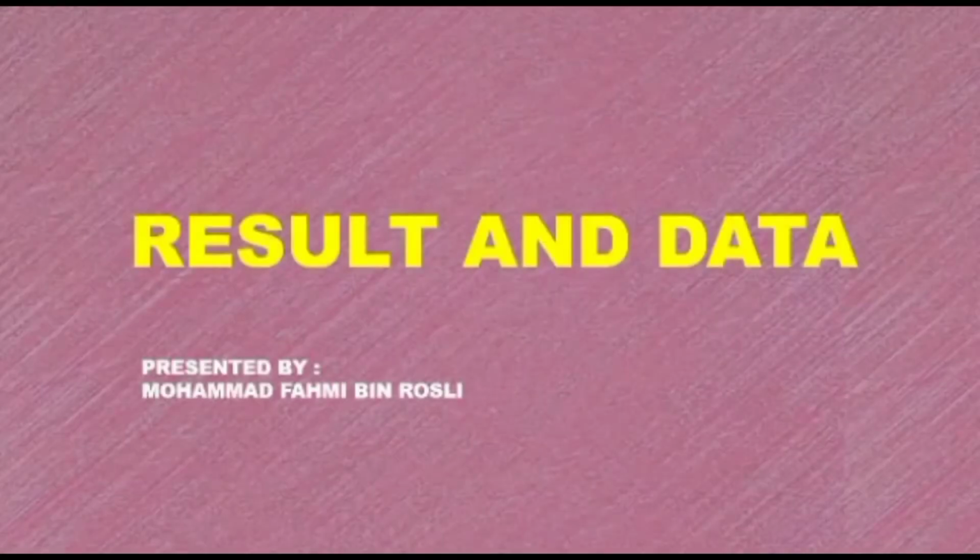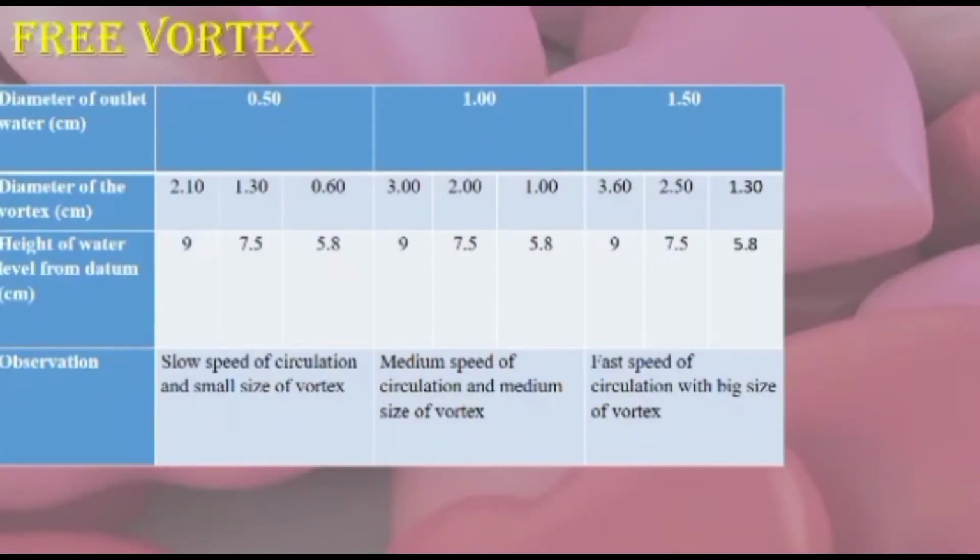Next part is result and data. For the free vortex experiment, we are using three different diameters of the outlet water, which are 0.5, 1.0, and 1.5 cm. The diameter of the vortex observed and the height of the water level are as tabulated here.